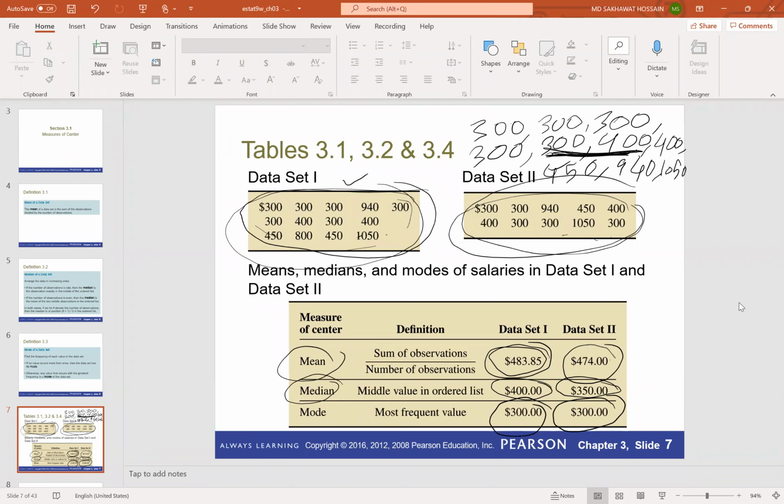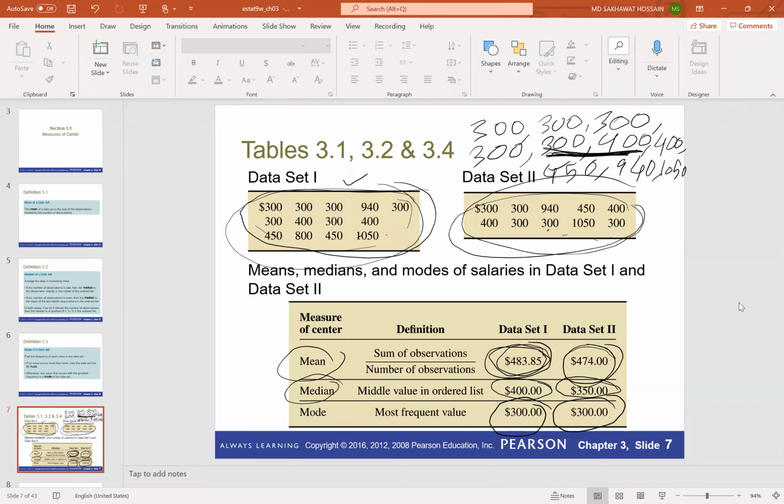So if you look at the mean, it is 483 for the first data set, and the mean is 474 for the second data set. But most of the values in the second data set are 300. So this is actually not a very good data set because it's spread widely, because we have 300 and we also have 1050. So this 474 doesn't represent our data very well.